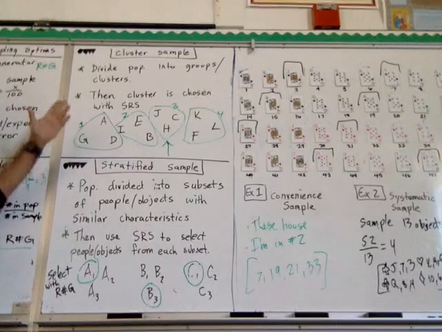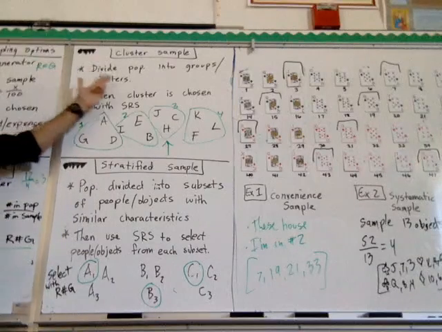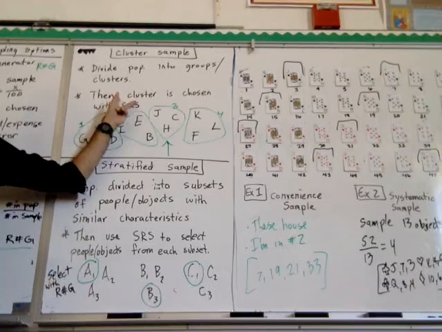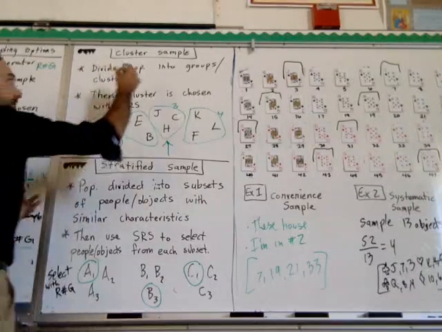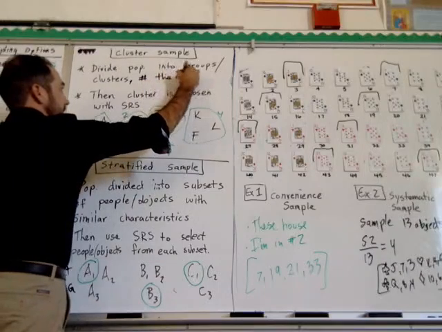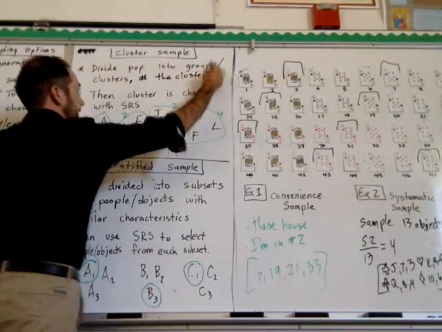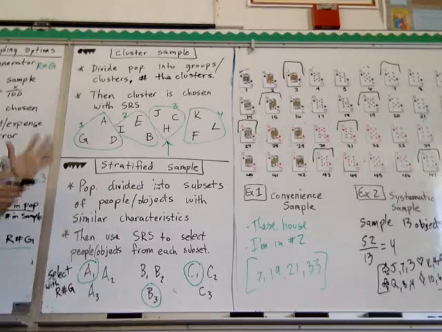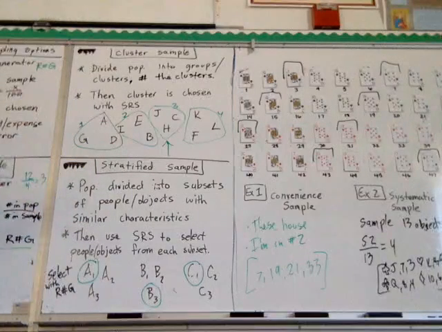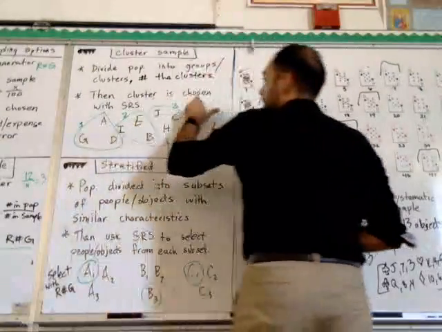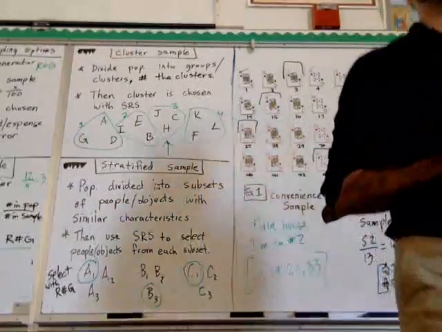So with the cluster, all you have to do is divide the population into groups or clusters. I did not add that. We divide the population into groups or clusters, and then we number the clusters from 1 to whatever. Now, then the cluster is chosen using SRS.